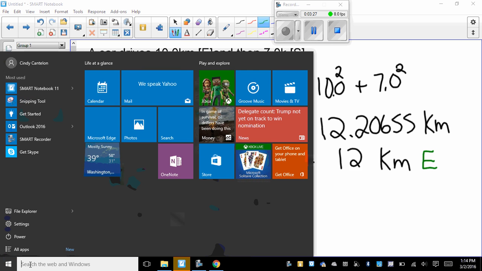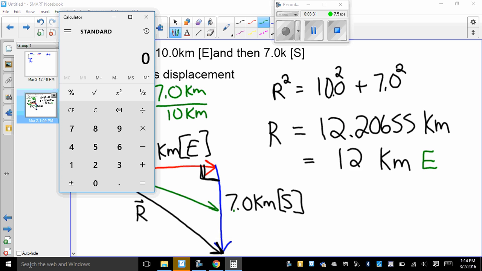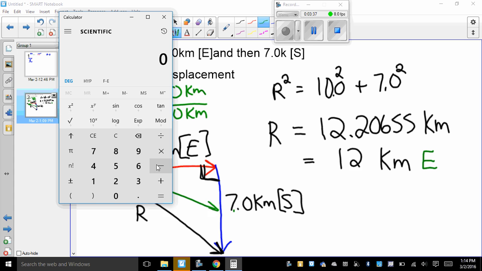Okay, so I'm going to get my calculator out, see if I can get it to work while it's live. We need scientific. I'm not sure how to do it on this one. I'm going to have to press pause and do it on my traditional calculator. One second.